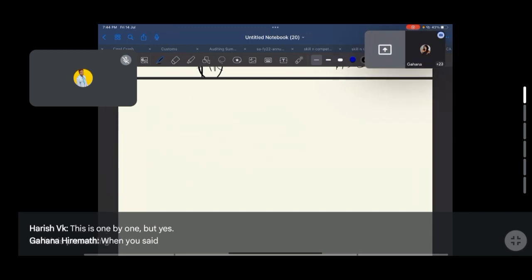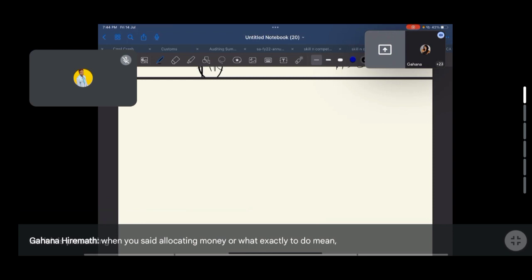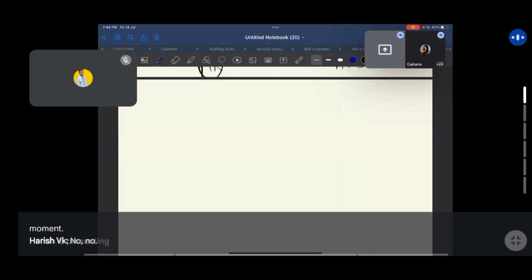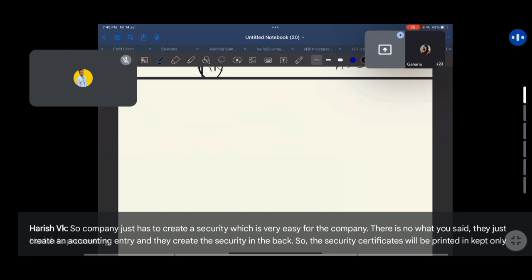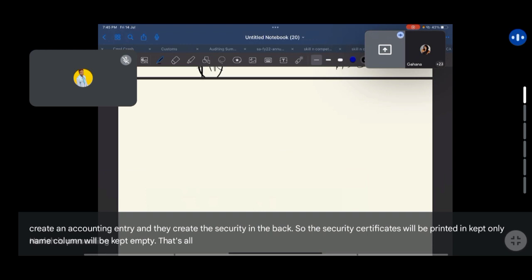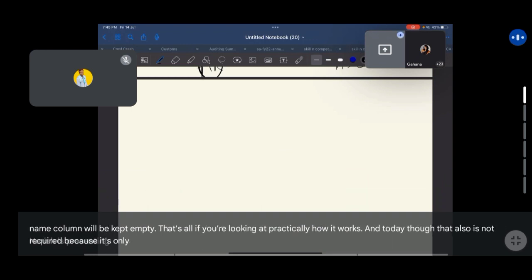So when you said allocating money, what exactly did you mean? Like the company buys them for you at the moment? No. They do not buy. The company only does allotment, right? Allotment. So the company just has to create a security, which is very easy for the company. They just create an accounting entry and they create the securities in the back. So the security certificates will be printed and kept. Only the name column will be kept empty. That's all, if you're looking at practically how it works. And today, though, that also is not required because it's only in DMAT. So you can directly allot the securities online.